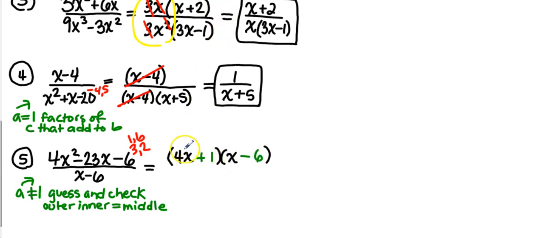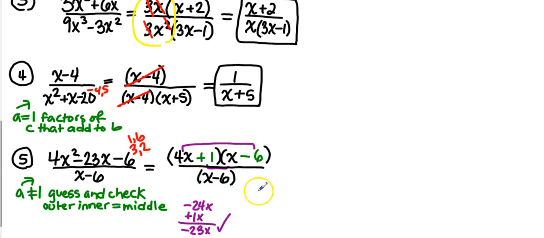So let's guess and check the outer. The outer gets me negative 24x, and the inner would get me a positive 1x. That does get me the negative 23x I needed, so I'm in good shape. That is still all divided by x minus 6. And now, what can cancel? As I had hoped it would work out, my x minus 6's cancel, leaving behind 4x plus 1.